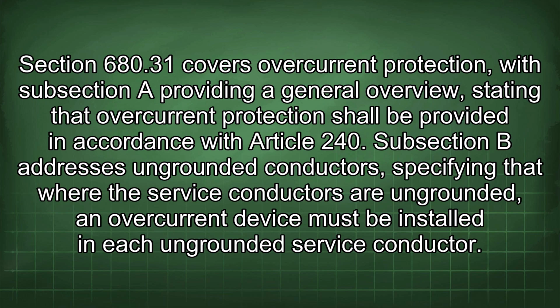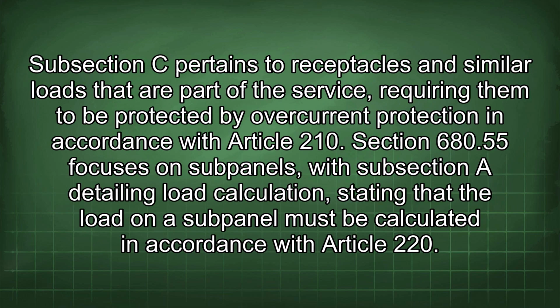Section 680.31 covers overcurrent protection, with subsection A providing a general overview, stating that overcurrent protection shall be provided in accordance with Article 240. Subsection B addresses ungrounded conductors, specifying that where the service conductors are ungrounded, an overcurrent device must be installed in each ungrounded service conductor. Subsection C pertains to receptacles and similar loads that are part of the service, requiring them to be protected by overcurrent protection in accordance with Article 210.